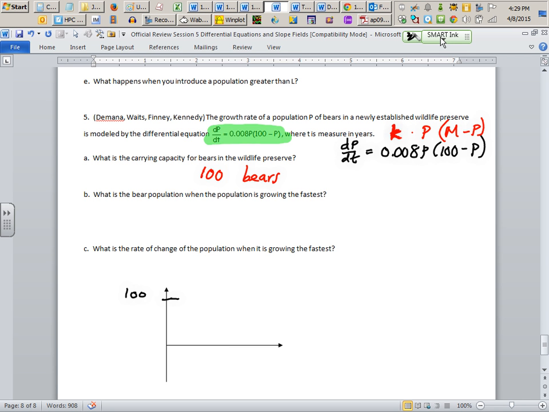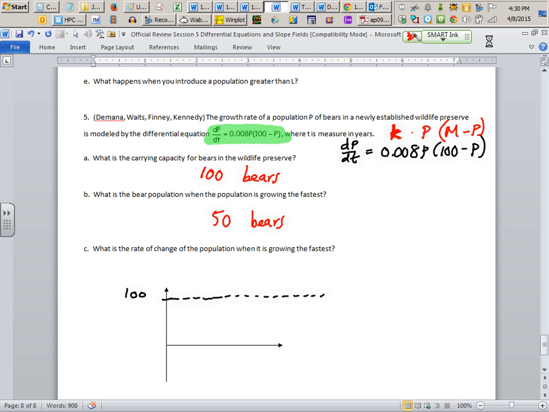Okay? Let's add that to our little graph down here. 100. Okay? What is the bear population when the population is growing the fastest? 50 bears. Right. This is the break-even point, right? I told you this problem's not much work. What is the rate of change of the population when it is growing the fastest? What is the rate?